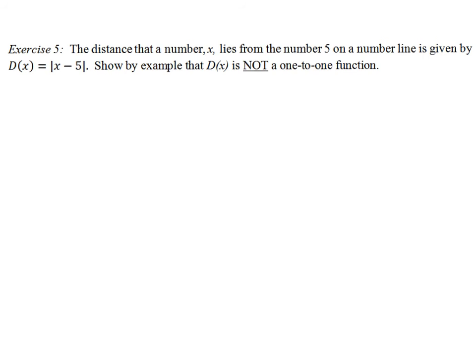Hi, welcome back. Let's take a look at the function d of x is equal to the absolute value of x minus 5. Now, for this function, it says, let's show by example that d of x is not a one-to-one function. So we want to try some x values and see if we get a repeat of y values. If we do get a repeat of y values, that tells us that each x doesn't have a unique y and each y doesn't have a unique x, so it's not one-to-one.